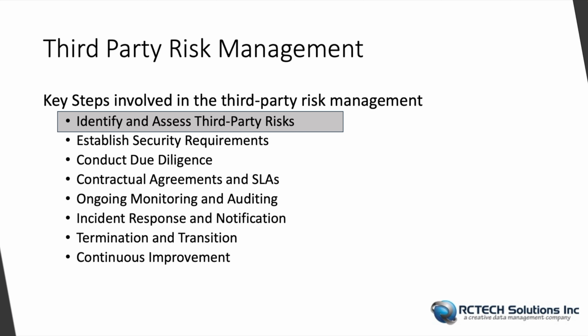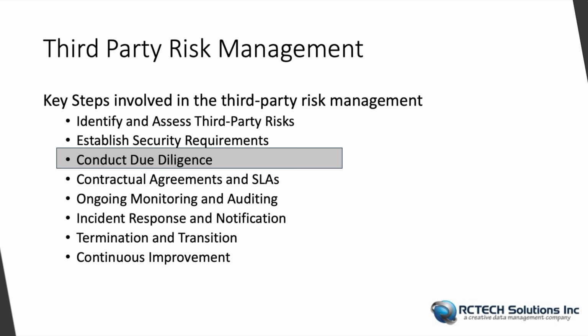Assess the inherent risk associated with each third party relationship, considering factors such as their security practices, data handling processes, and compliance with relevant regulations. Establish security requirements. Conduct due diligence. Perform due diligence on potential third party providers before engaging in any contractual agreements. Assess the third party's financial stability, business continuity plans, and disaster recovery capabilities to ensure they can effectively support your cloud infrastructure and mitigate potential risk.